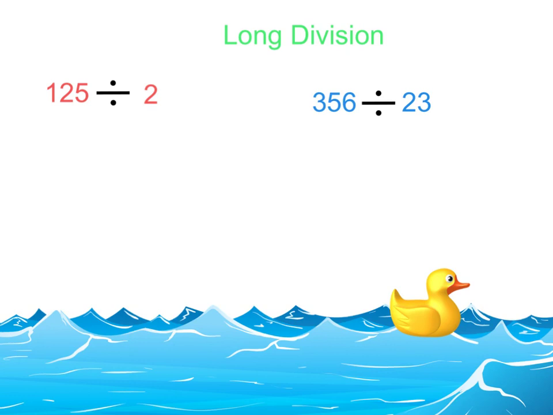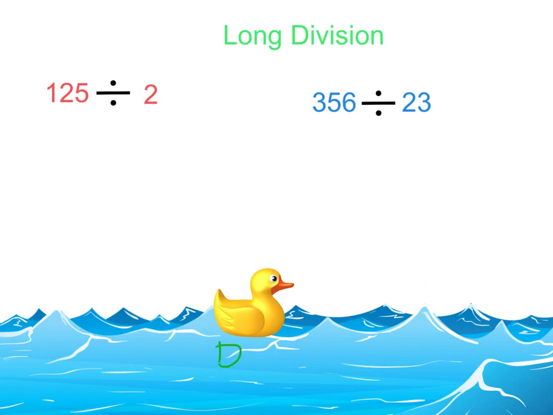We are going to review long division. Some of you might remember "Ducks Must Swim Backwards." So the D is for divide, M is multiply, S is subtract, and B is bring down. So let's set this up.